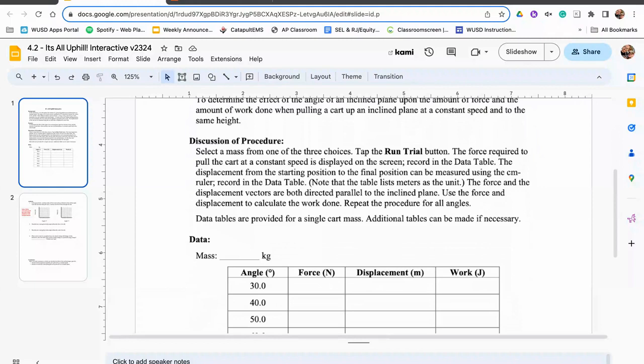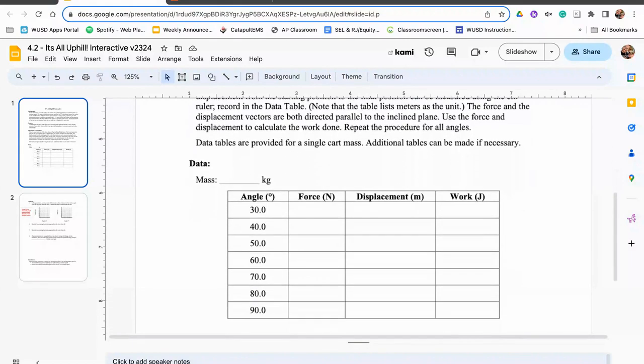You will have to go and measure the displacement up the incline. One of the constants is always going to be the height. So the height will always be the same value. And then you guys just have to calculate the work.